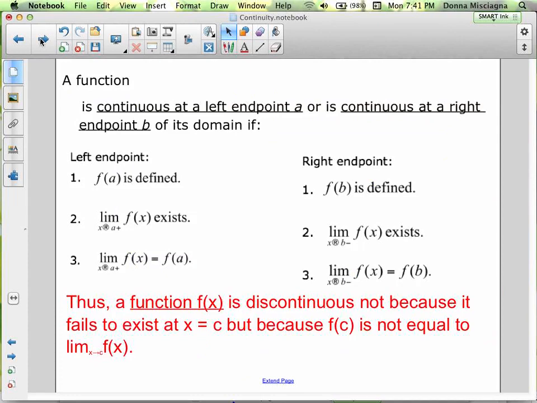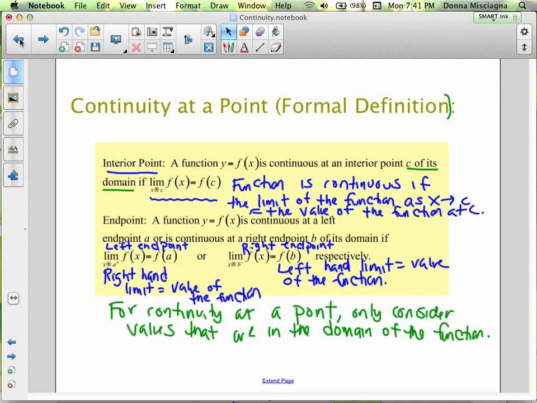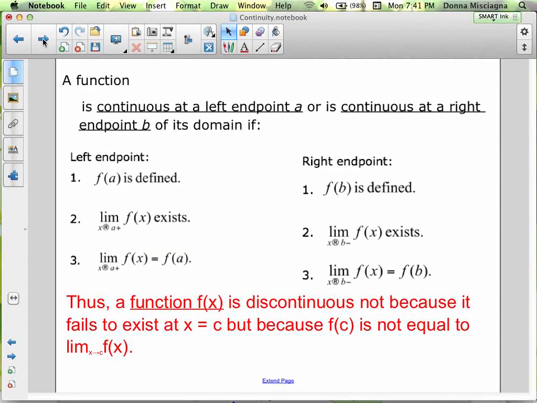All right, so this is the absolute formal definition, and this is what's going to be required. All right? A function is continuous at a left endpoint or is continuous at a right endpoint of its domain. All right, so we've already talked about interior, right? If the limit is equal to the value of the function, we're good. Let's talk a little bit more about endpoints, because we said they won't always be included. They won't always be continuous at an endpoint. So all of these things have to happen.